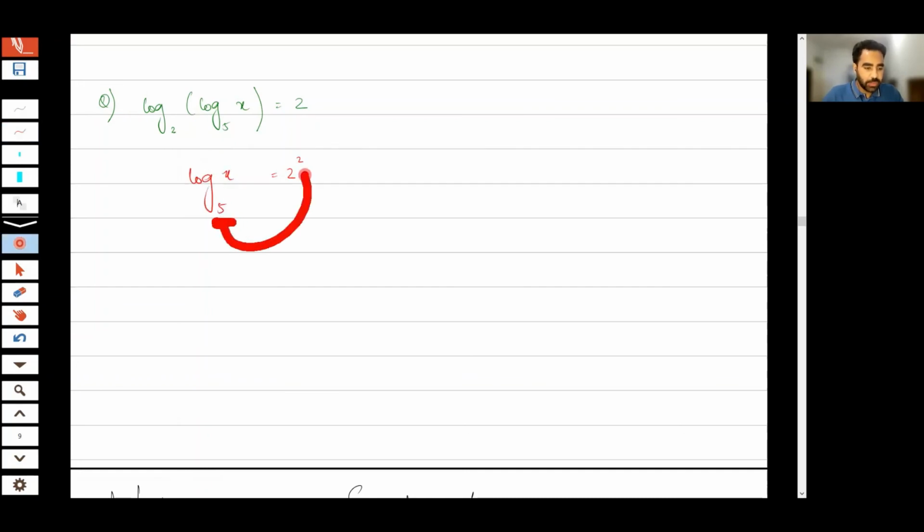Now this 5 would come over here. So first let's solve 2 to the power 2. So log x base 5 equals 4. I'm going to get x equals 5 to the power of 4, and the log will get removed. What is 5 to the power of 4? It is 625. Okay, so I'm going to write 625 as my answer.